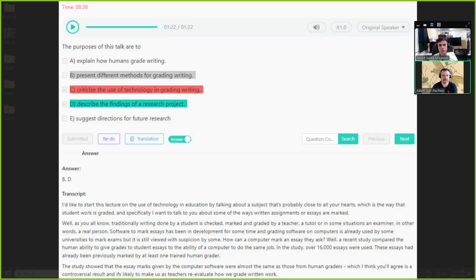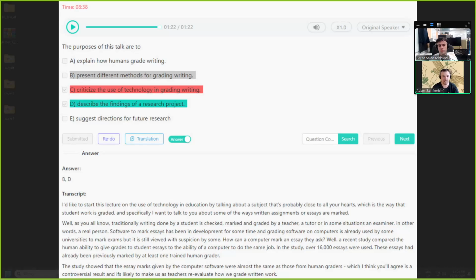Software to mark essays has been in development for some time, and grading software in computers is already used by some universities to mark exams, but it is still viewed with suspicion by some. How can a computer mark an essay, they ask? Well, a recent study, so this is the research project, compared the human ability to give grades to student essays to the ability of a computer to do the same.